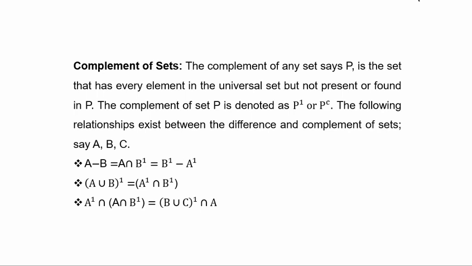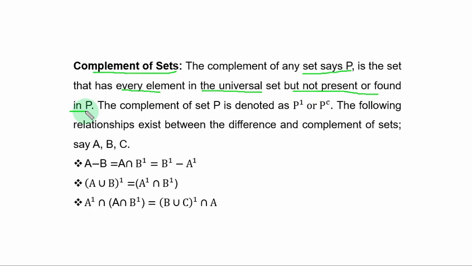The fourth operation and the last on the list is complement of sets. The complement of any set, say P, is the set that has every element in the universal set but not present or found in set P. This is the meaning. You have set P and you have the universal set. Now, P complement is the set that has every element in the universal set, but the element or elements are not present or found in set P.